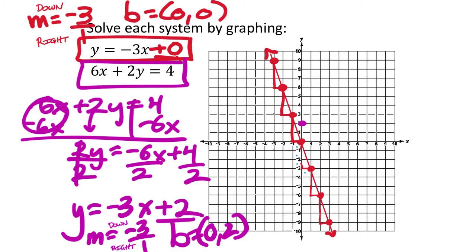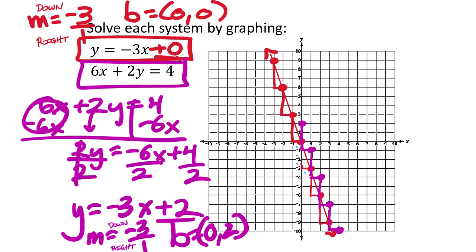There in purple. And then I'm going to put all the other ordered pairs on the graph using the slope. So I'm going to go down 3 to the right 1. It's this next ordered pair. Down 3 to the right 1. Here. Down 3 to the right 1. And I can fit one more right there.